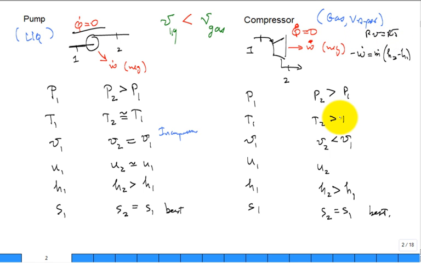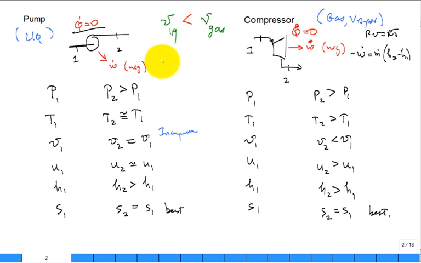So this is up, T2 greater than T1. What about internal energy? Primarily linked. I know if it's a true ideal gas, it's only a function of temperature. If it's a vapor, it can be a function of temperature and pressure, but it's going to go up. True? Okay.